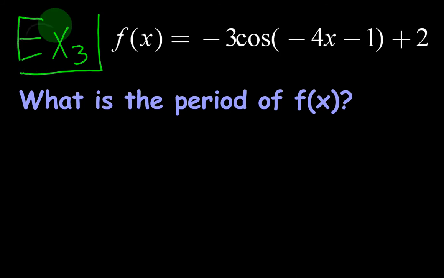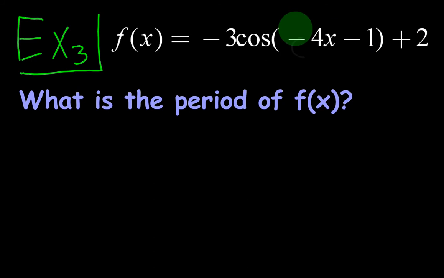For this next example, 3, we're going to be taking a look at f of x equals negative 3 times cosine of negative 4x minus 1 plus 2. We're going to ask, what is the period of this function f of x? Now you might be thinking, wow, this is just too hard for me. There's too many numbers here that I'm looking at.